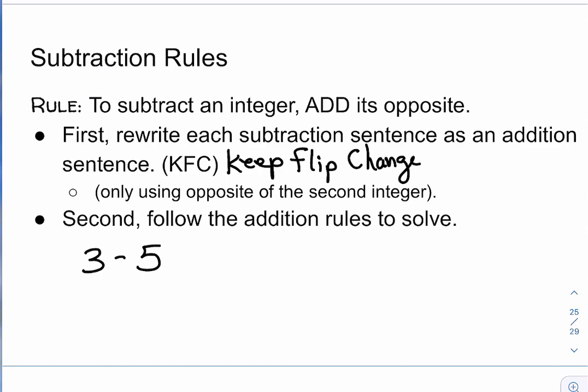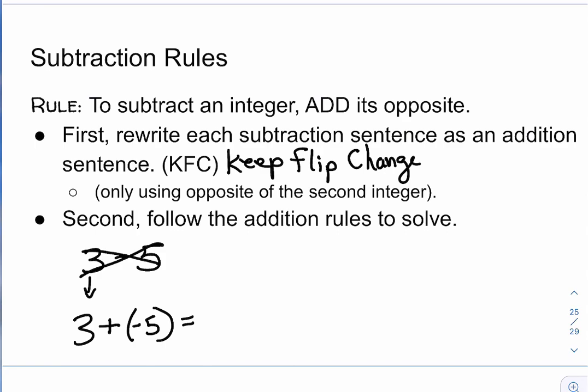So I'm going to keep 3 as a positive 3. I'm going to flip my operation from subtraction to addition, and then I'm going to change my second integer to the opposite integer. So positive 5 I need to change to negative 5. Now I've done the first step. The second step is to follow the addition rules to solve. Now I have an addition statement, so I'm ignoring the one up here and I'm going to add this bottom one.